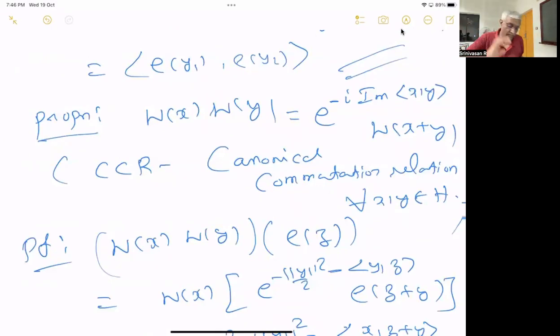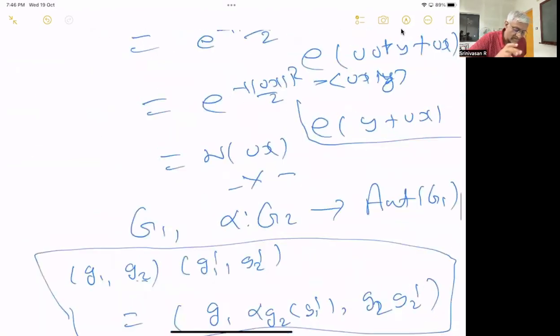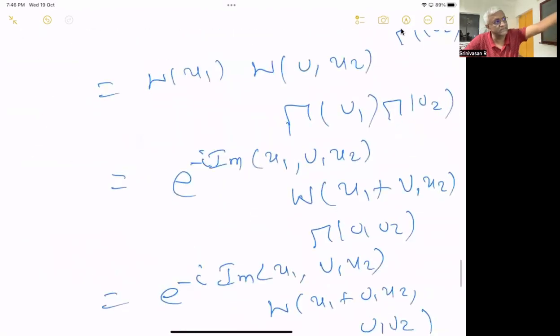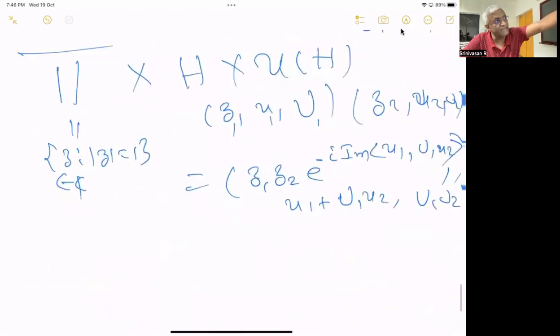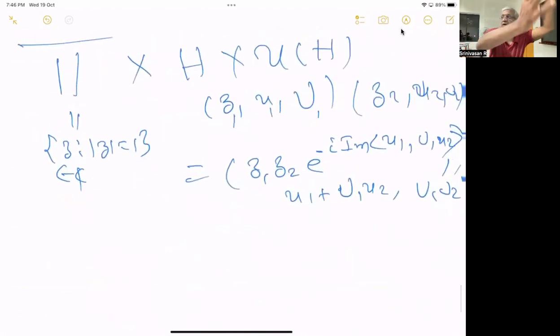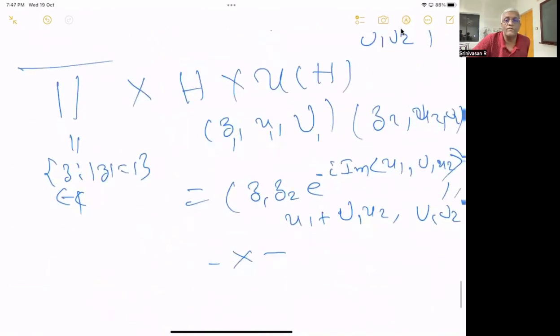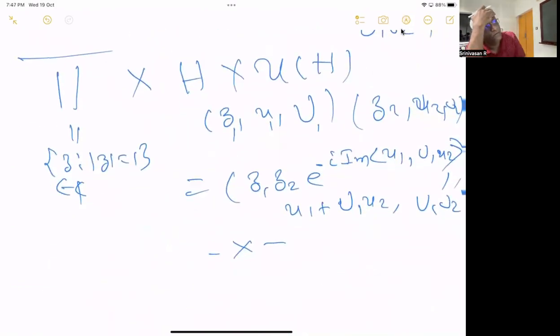So these are just tautology. There is really nothing new in this. You can write it in different form. It preserves the group structure. There is nothing new about all this. I'm just saying the same thing in different language. That's all. So there is furthermore. So what have we done? I have defined this.